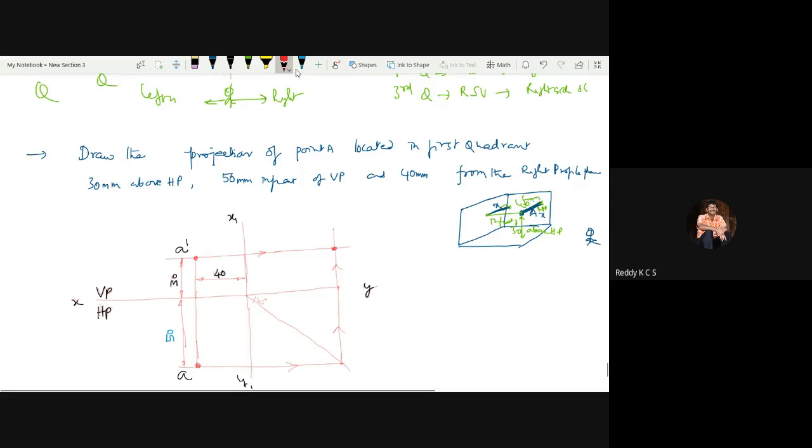So this is nothing but your A double dash line. So which is right side view. Sorry. Because it is first quadrant, this is called as left side view. Because on the right side you will be getting left side view. Okay. This is how you are going to get.